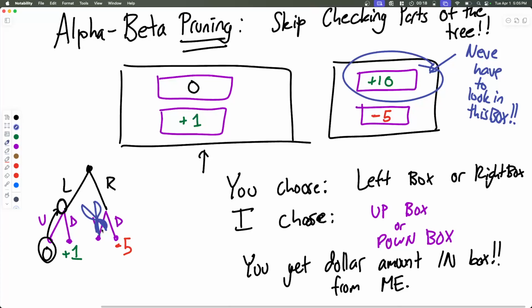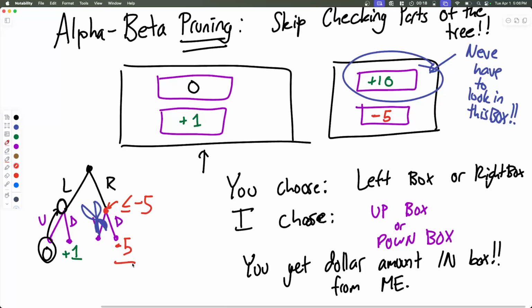It could be a huge number like +10. It could be a really negative number. Whatever it is, it's not going to change the outcome that choosing the right box can never give me a larger value than the -5. And because choosing the right box is always less than or equal, we know this is less than or equal to -5 here. We don't know its exact value, but it's definitely going to be less than or equal to -5.